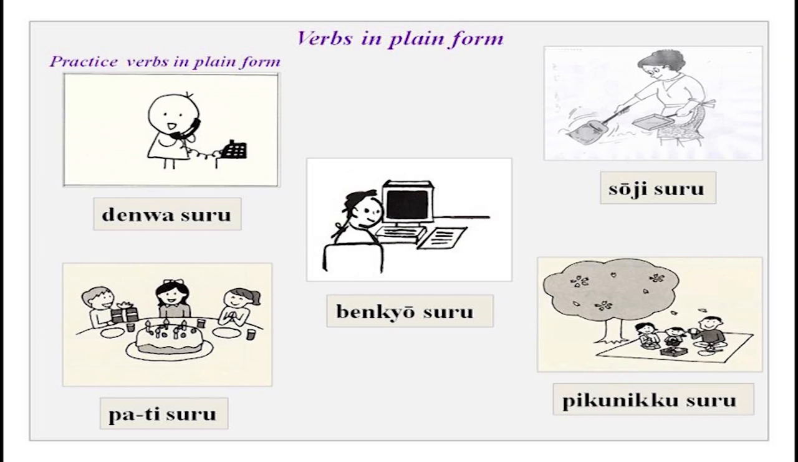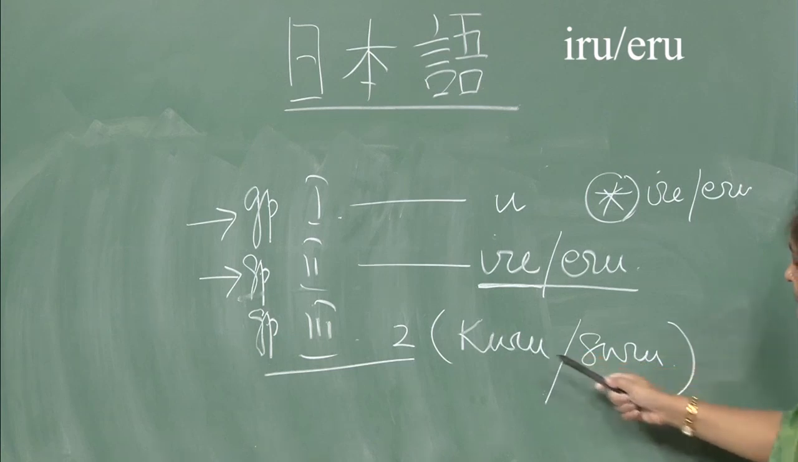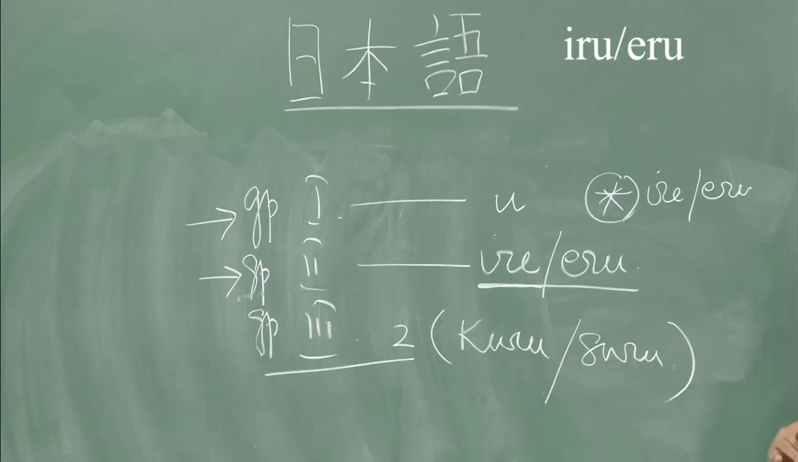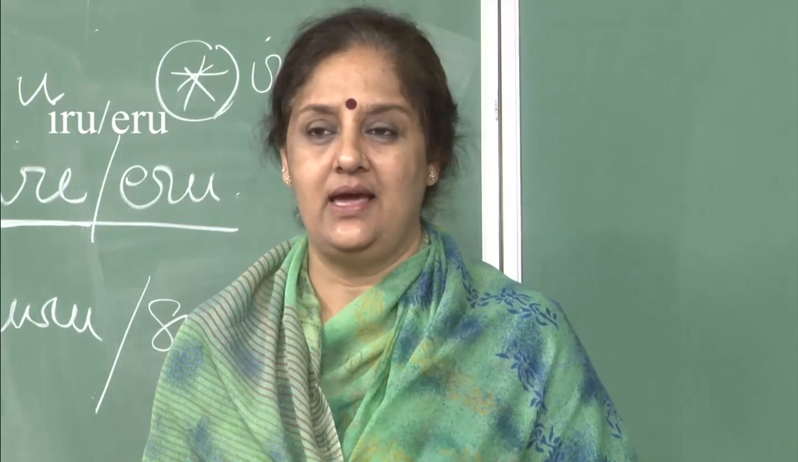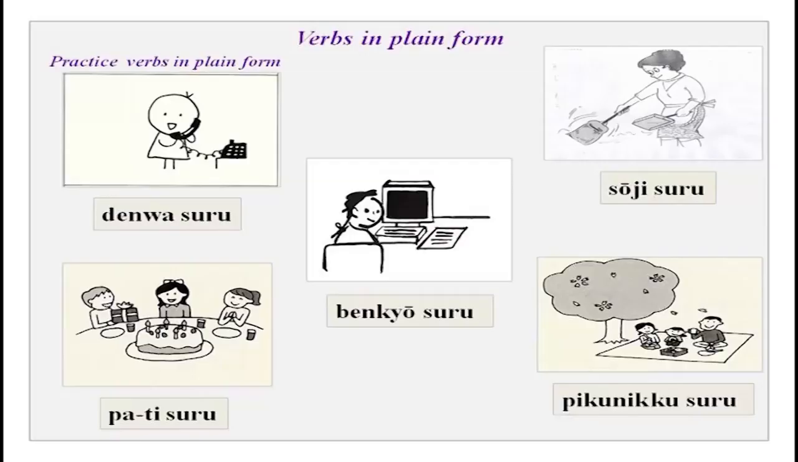And as I told you earlier, in group 3, we only have two verbs, which are kuru and suru, as I put it over here for you. Kimasu and shimasu. You have already done these verbs. Watashi wa mainichi shigoto o shimasu. Watashi wa mainichi kurasu e kimasu. So, these two verbs are in group 3, and this set of group 3 verbs that has been mentioned over here is in a special category, which sometimes is also called the group 4 verbs, the noun verb category.